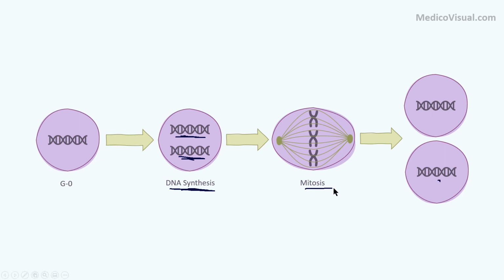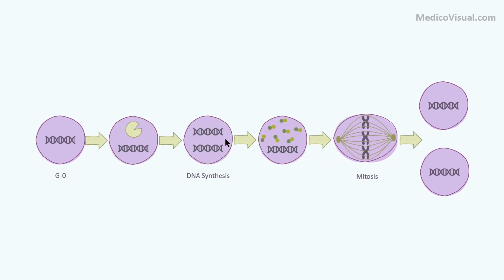During the process of mitosis in metaphase, the chromatids will be separated. I won't be going into details, you know this. So first of all, the cell will go into the DNA synthesis phase, and then it will go into the mitosis phase or M phase, and then it will divide.